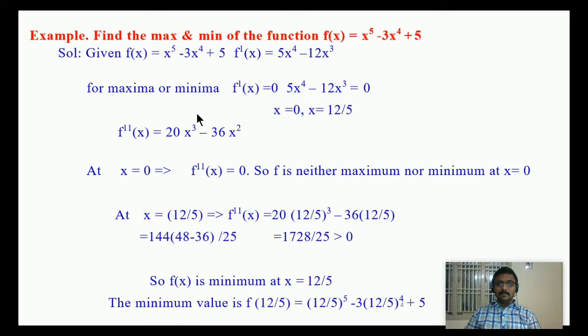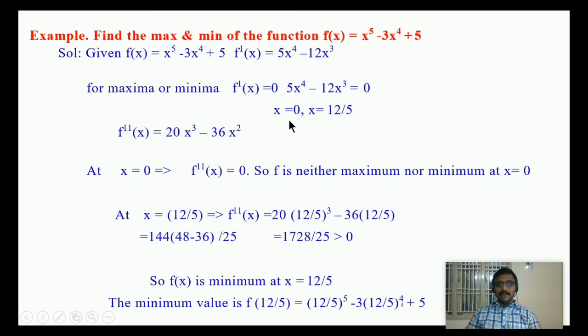Now we have to compute f double dash of x, which is obtained by differentiating again with respect to x the function f dash of x. Since f dash of x is 5x power 4 minus 12x cube, 5x power 4 derivative is 20x cube, and x cube derivative is 3x square. Already we have negative 12, so that is minus 36x square. So this is the value of f double dash of x.